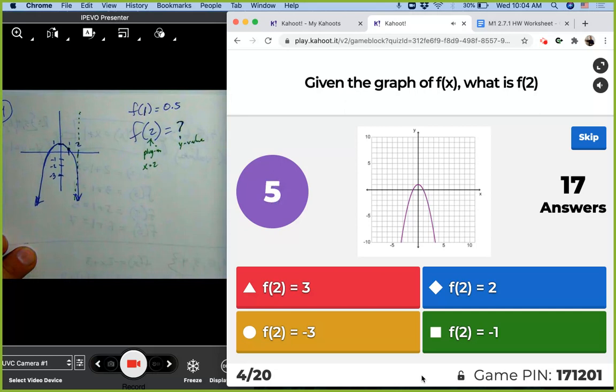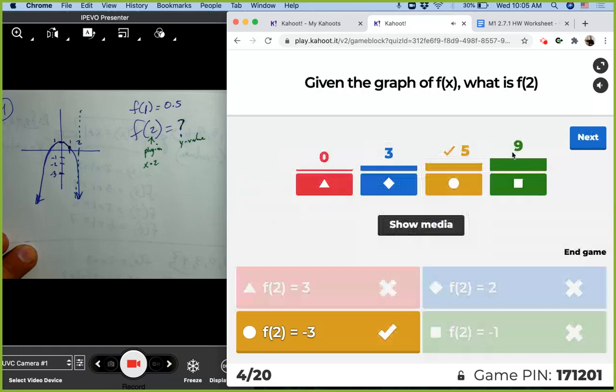All right, go ahead and take a guess. I think actually this is the person that's a little bit locked out. So we'll go to 17 people and then we'll skip.